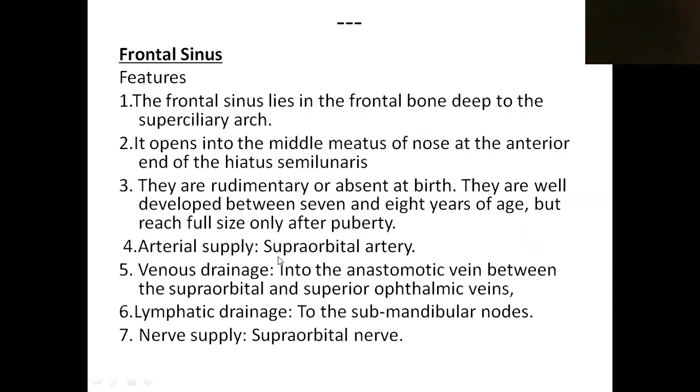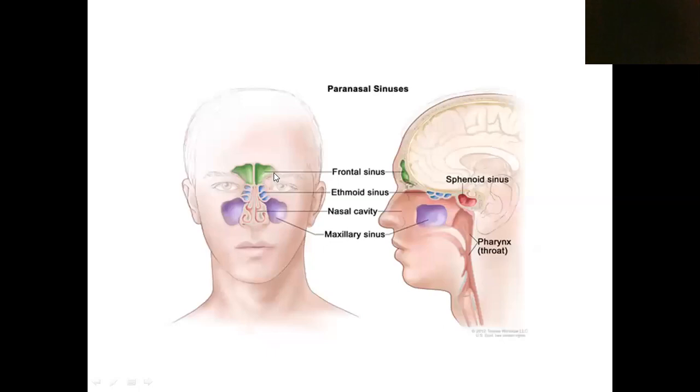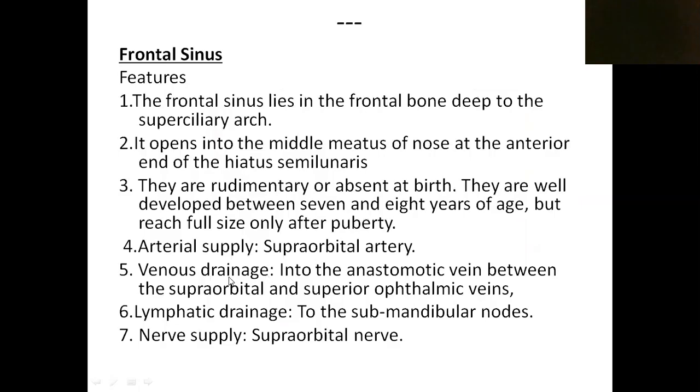The arterial supply is by the supraorbital artery, the artery which lies above the orbit. See here, we are having one artery. It starts from here and runs upward. That's why it's known as supraorbital artery. That artery gives some branches to this sinus. Then venous drainage is into the anastomotic vein between the supraorbital vein and the superior ophthalmic vein, means the connecting vein which connects the supraorbital vein to the superior ophthalmic vein.